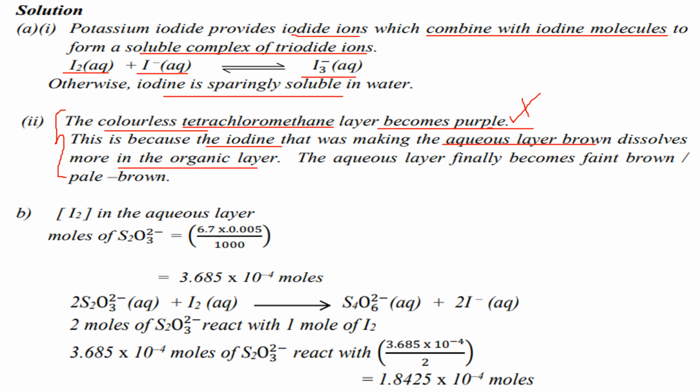So we are forming a purple color in the organic layer. The organic layer goes from colorless to purple, whereas our aqueous layer, which had iodine dissolved, and remember iodine is a brown solid, is going to fade, or become faint brown, because the brown is going away. The iodine is combining with the organic layer. So the organic layer turns from colorless to purple, whereas the aqueous layer turns from brown to faint brown due to the dissolution of iodine in the organic layer.